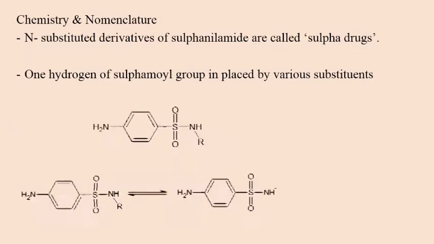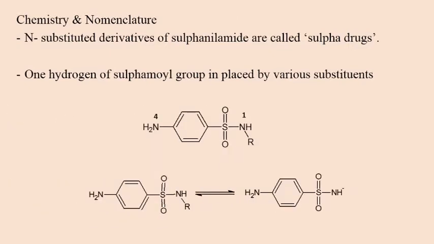Now, look at this. As I said, the group which is attached to the SO2 group, that is the N1 nitrogen. The group which is attached to the other amine group, that is called the N4 nitrogen.